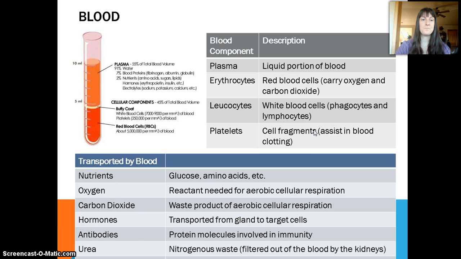Now there's a bunch of stuff that gets transported by this stuff. Nutrients get transported, oxygen, carbon dioxide, hormones, antibodies, urea, and heat, which you can't actually see down there. All those different things are transported by the blood. And the question becomes, how?